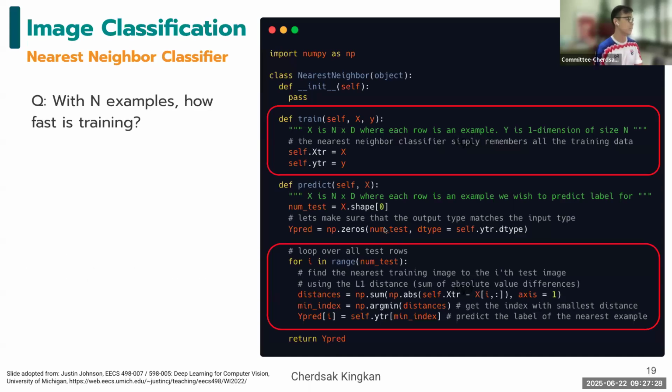So the question is, with n examples, how fast is the training? Without looking at the slide. All right. So with n examples, let's say that we have 10,000 images as training data. That's n examples. So how fast is the training? I mean the time, the time complexity. How fast is it?